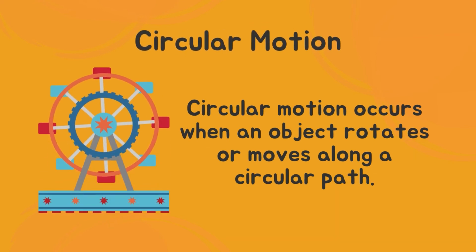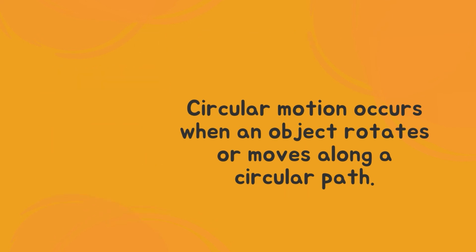Circular motion. Circular motion occurs when an object rotates or moves along a circular path. An example could be a Ferris wheel at an amusement park.